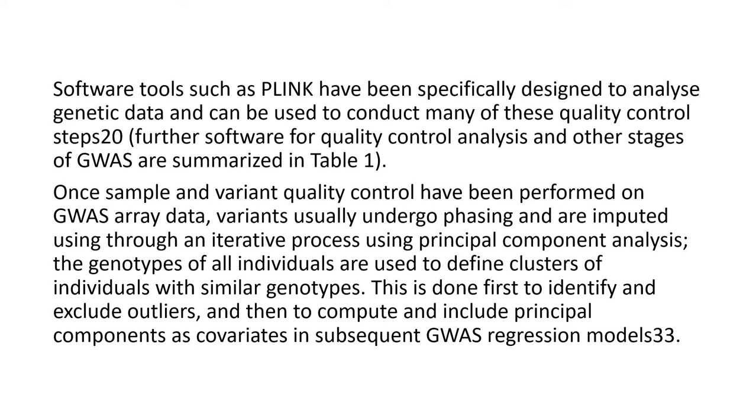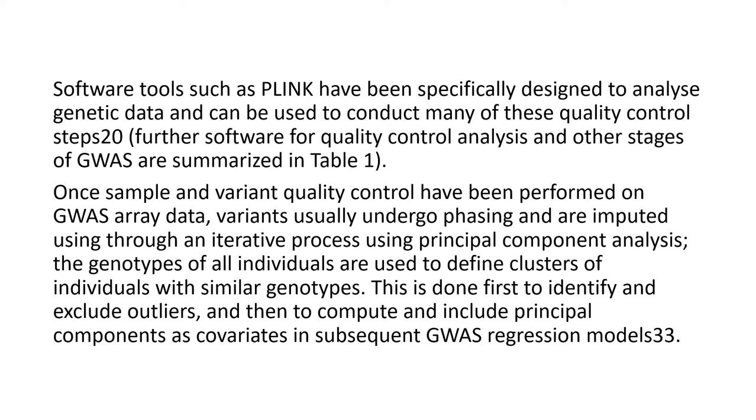Although we are identifying the variants, the variants are clustered according to their similarities and differences. Similar genotypes we can group in one cluster. This is done first to identify and exclude outliers. We exclude the outliers, meaning the genotypes that are not showing similarity. So we can exclude them by statistical analysis.